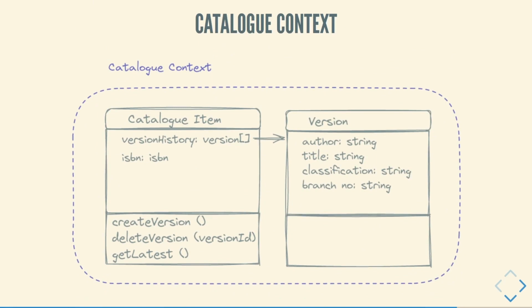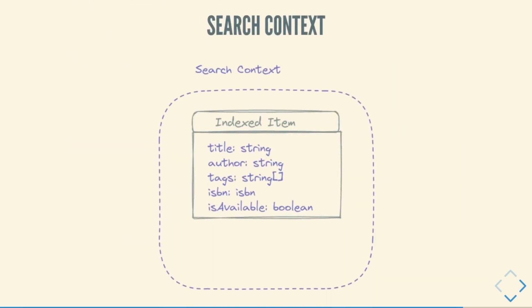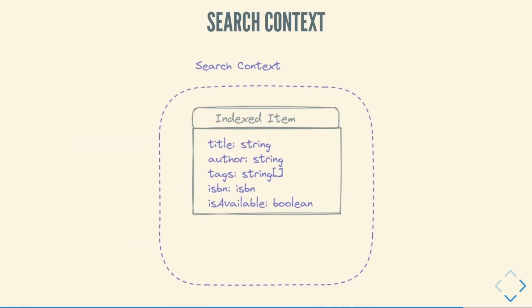Over in the catalog context, we have much richer information about a book. So we need to know the title, the classification, the author, and so on. And we need to know which branch has got the physical item. In the search context, we take data from both the borrowing context and the catalog context to build a searchable index for our customers and librarians. In this context, we don't care which user has got the book or if it was returned on time. We only care whether the book is currently available or not.